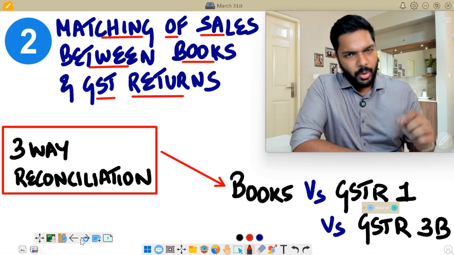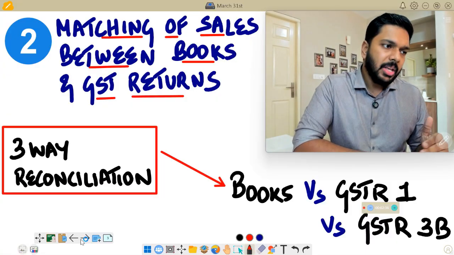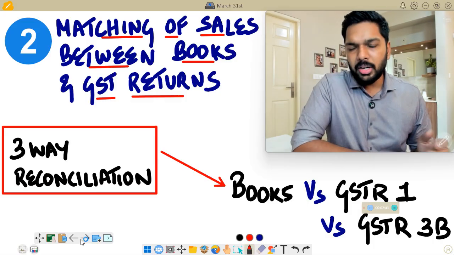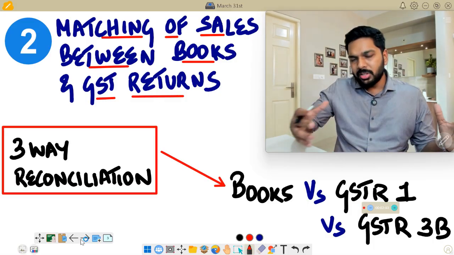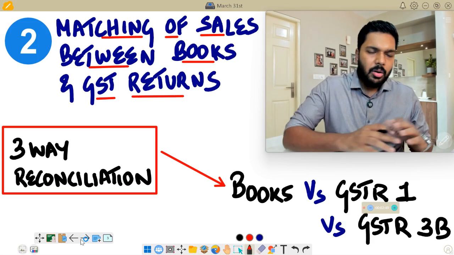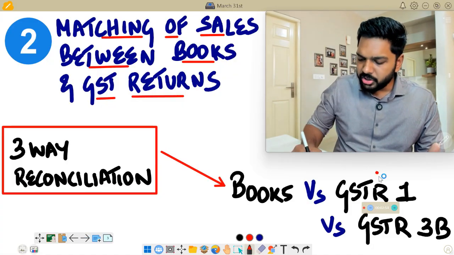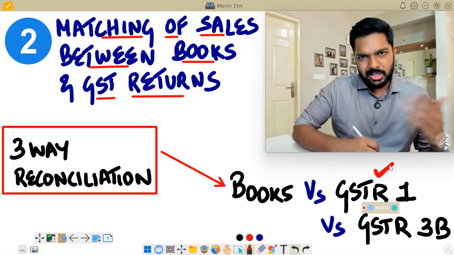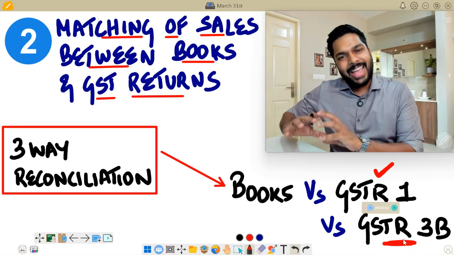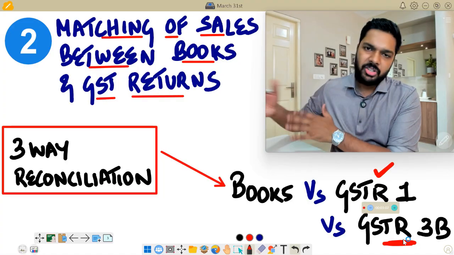The second one is quite important, and that is matching of sales or your outward supplies between what you accounted for in the books of accounts and what is appearing in GSTR 1 or GSTR 3B. So basically matching books and GST returns. So a three-way reconciliation is important. One, between what you have accounted for in your financial system or in your books of accounts. Number two, with GSTR 1, which is the return where you show the GST sales, so the outward supplies. And GSTR 3B, which is basically the return where you finally calculate how much GST you have to pay, your output minus input, final net liability or net GST that you have to pay.